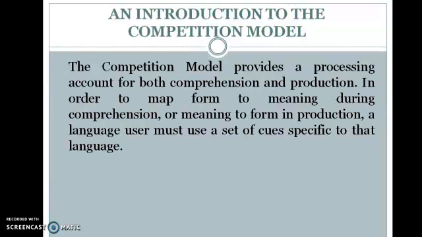Okay, an introduction to the competition model. The competition model provides a processing account for both comprehension and production, in order to map form to meaning during comprehension or meaning to form in production. A language user must use a set of cues specific to that language. Each of these cues has a certain validity, or general usefulness of a cue in the input. More specifically, we can think of cue validity in terms of the dimensions of reliability and availability. The availability of the cue is the degree to which it is accessible in the input. The reliability of a cue is the probability with which a cue leads to correct usage or understanding.